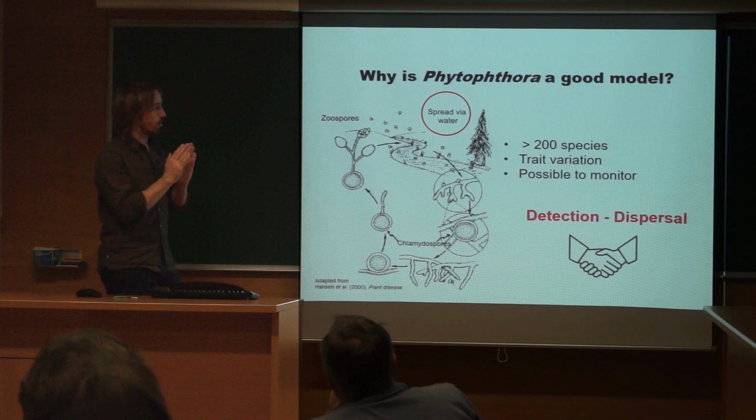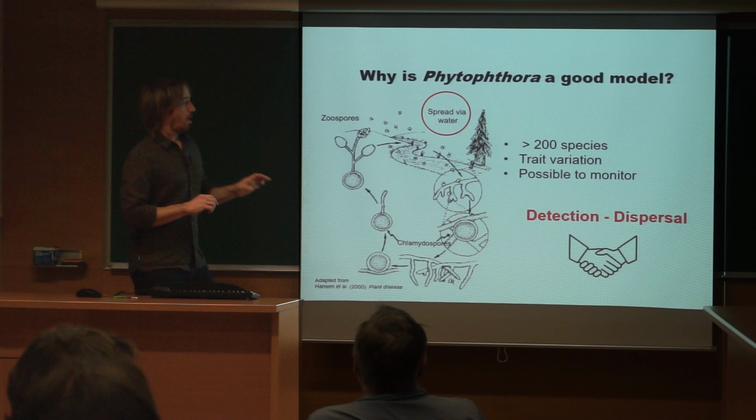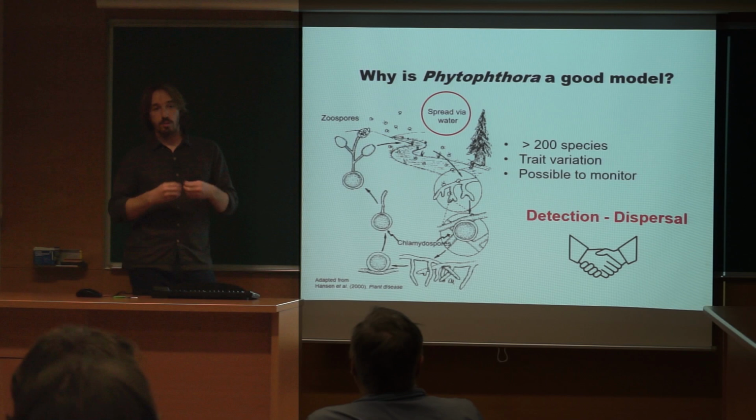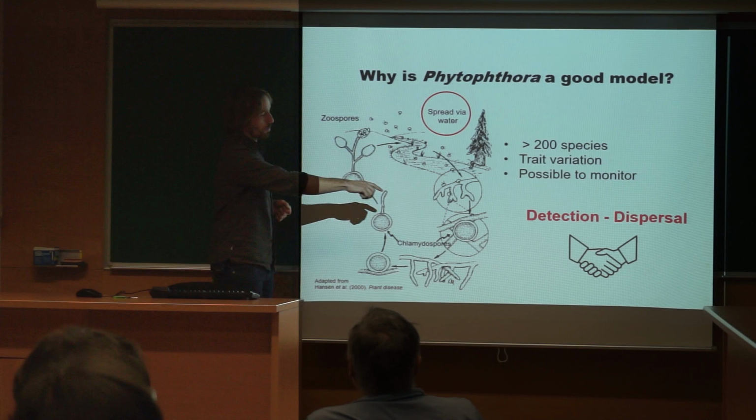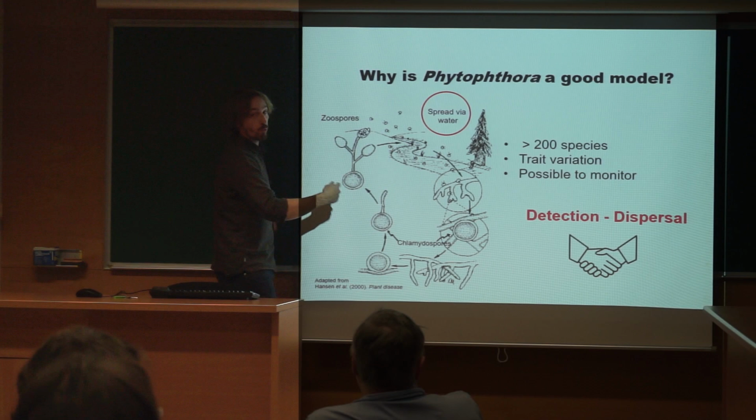It has some traits, and these species are quite well annotated. And an important thing is that it's quite easy to monitor. One of the hard things with microbes is that you cannot see them, of course. But when Phytophthora infects the roots, it produces some sexual spores called oospores that I will tell you about later.